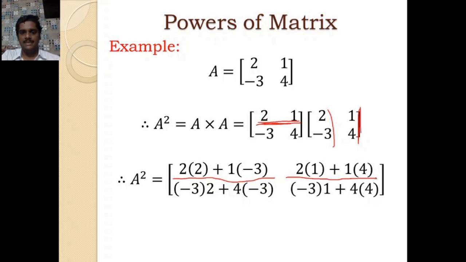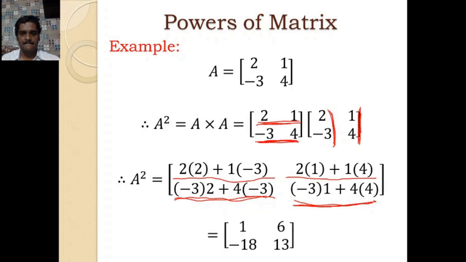So here we are multiplying first row by second column. To get the element present in second row, first column, you have to pick second row and first column. You have to multiply them to get the second row, first column element of A square. And like that, second row multiplies with second column to give you the second row, second column element of A square. And here is your A square.